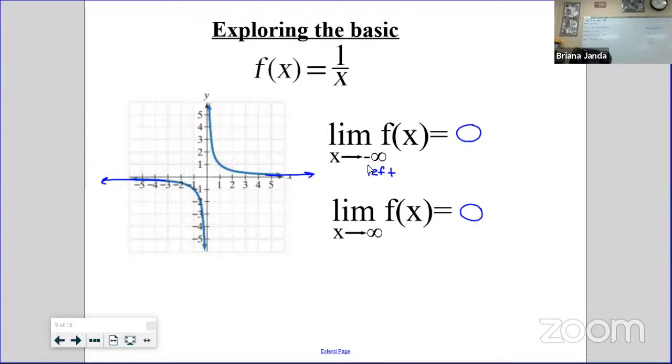Okay. Why is that happening on this? Well, if you think about it, as I plug in really big numbers, the bottom of that fraction is going to get really big.